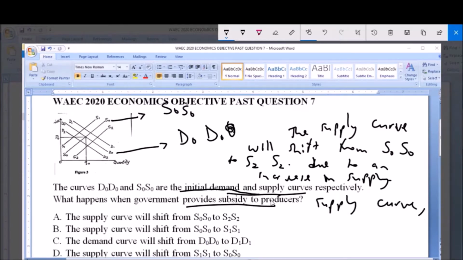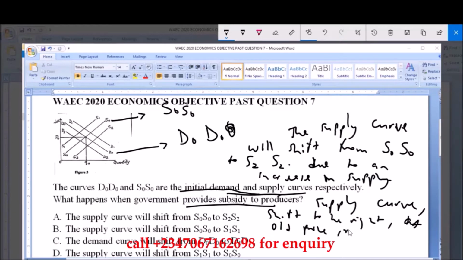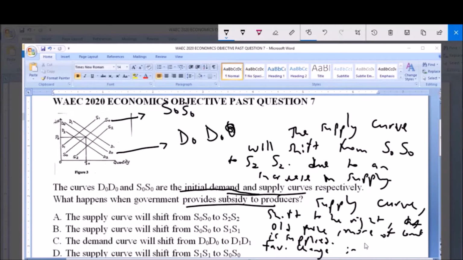which is S0, S0, will shift to the right, and this is an indication that at the old price, more of the commodity is supplied. Now, this shift to the right is usually due to a favorable change in factors affecting supply, e.g., provision of subsidy by the government.